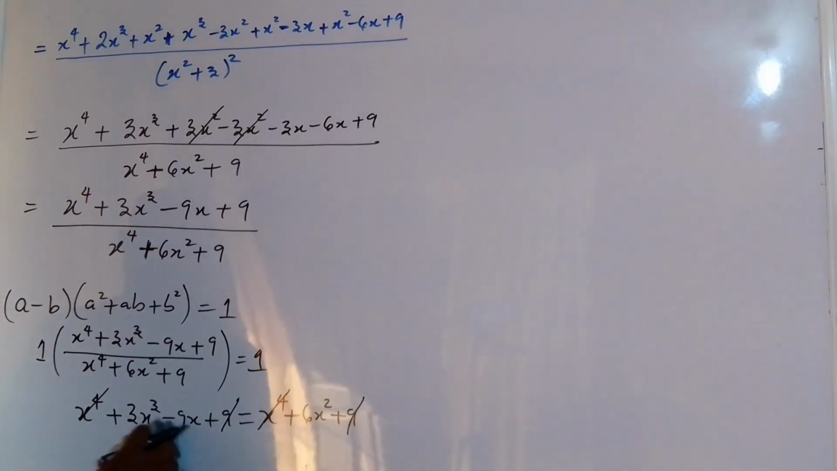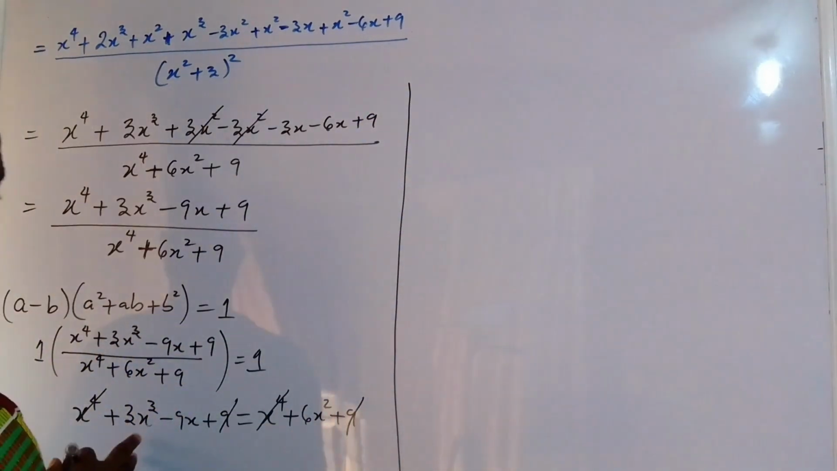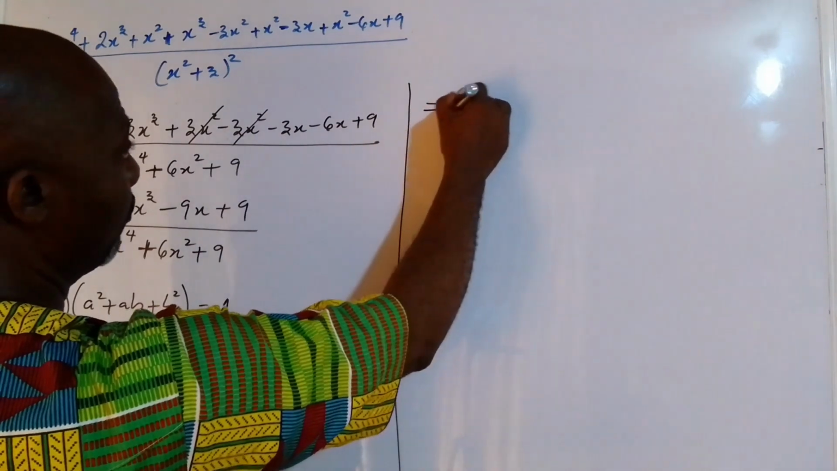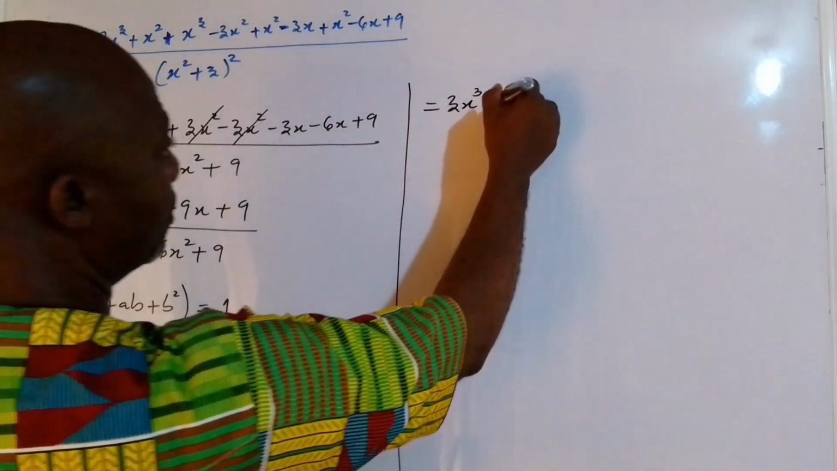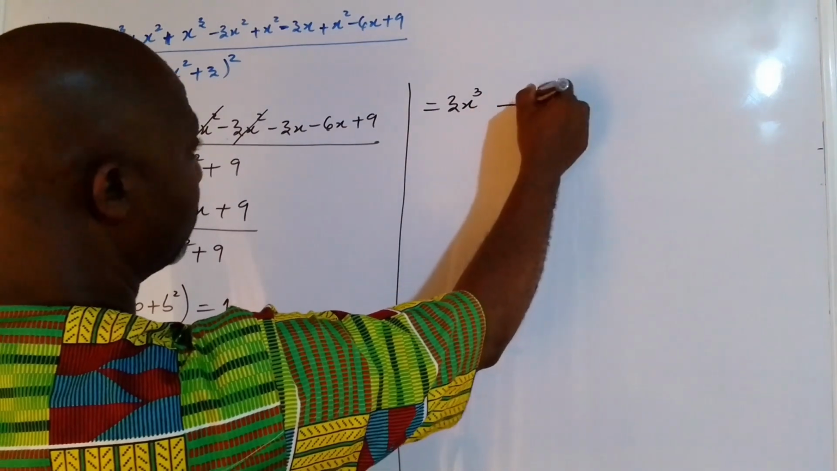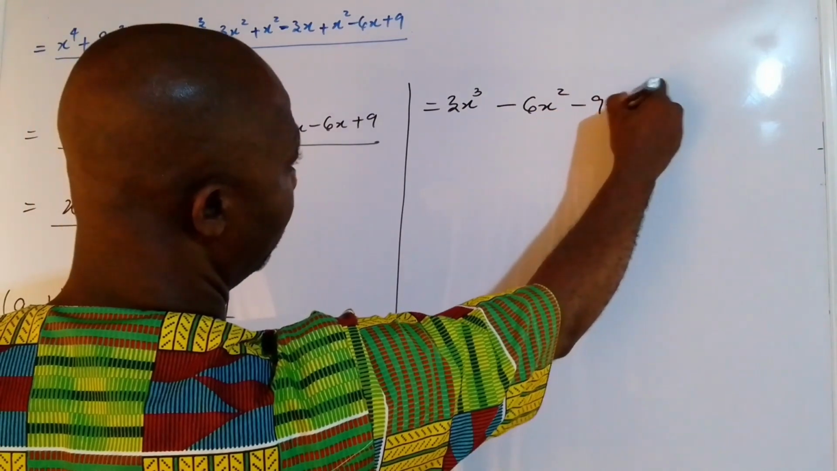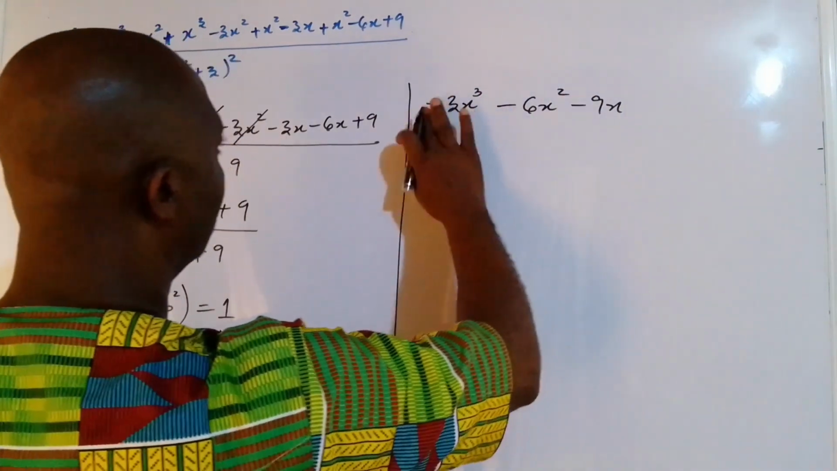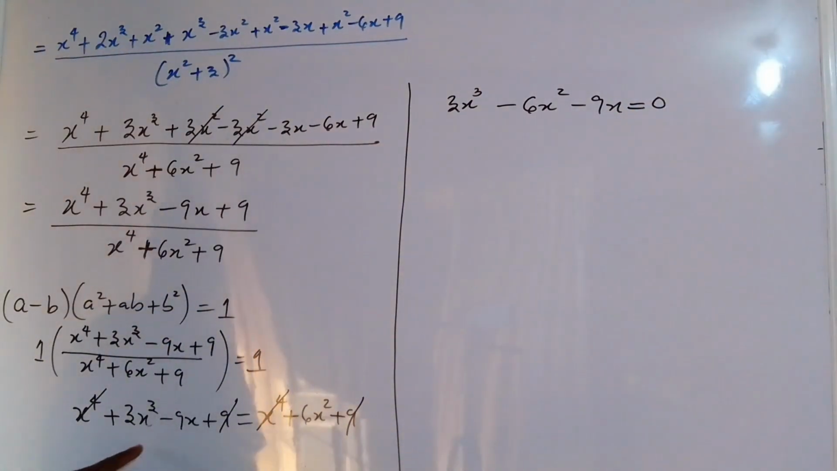Okay, let me move over to the next side of the board. So we have 3x cubed minus 6x squared minus 9x equal to 0 now. Yes, everything will be equal to 0.